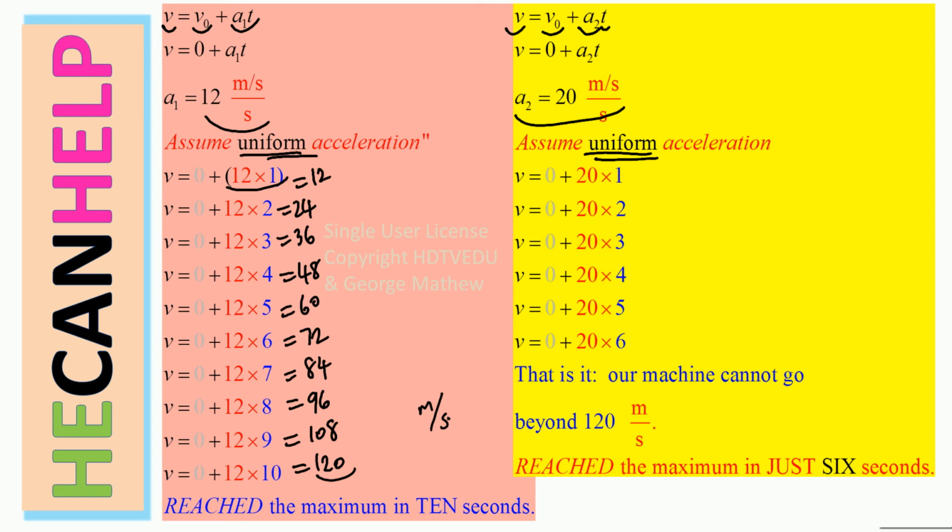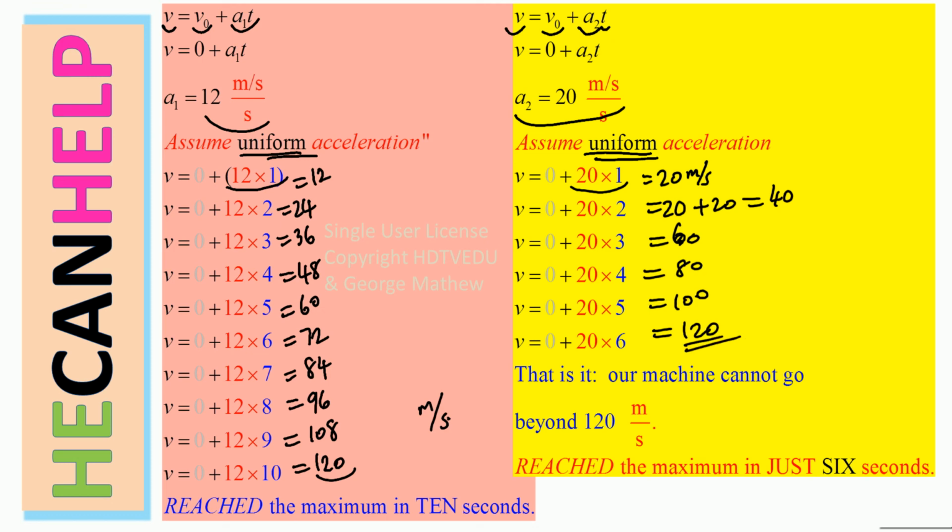Now let's look at the second car. It has an acceleration of 20 meters per second every second. So what is the speed? After 1 second, it increases by 20. So this is 20 meters per second. After 1 more second, it is going to be 20 more, and that is 40, and that is 60, 80, 100, 120. So at the end of 6 seconds, it is 120 meters per second.